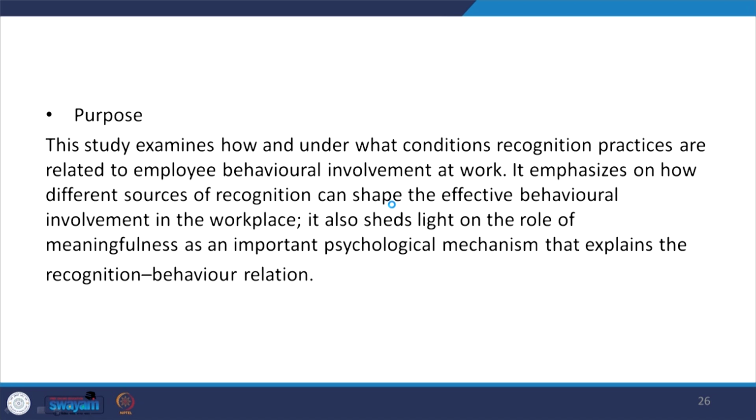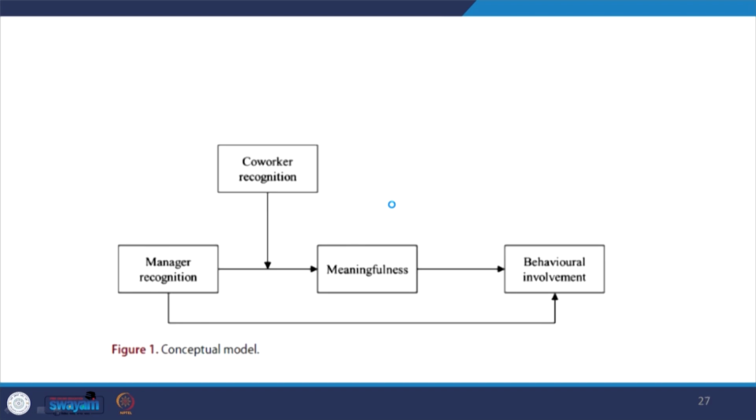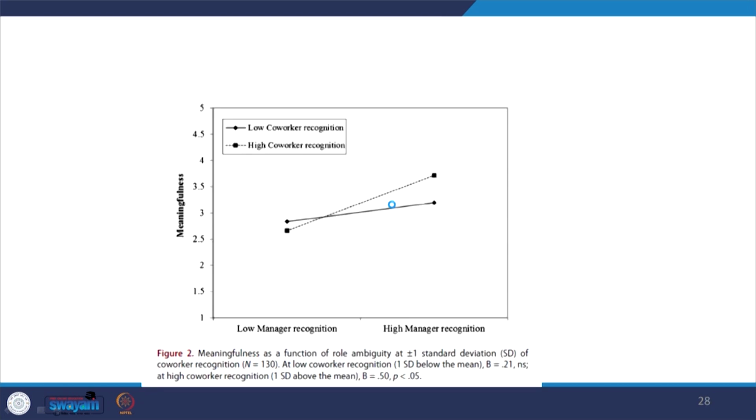It emphasizes how different sources of recognition can shape affective behavioral involvement in the workplace. It also sheds light on the role of meaningfulness as an important psychological mechanism that explains the recognition-behavior relations. The conceptual model used in this research is manager recognition and behavioral involvement through meaningfulness, while the moderating role of co-worker recognition has been checked. So, low manager recognition and high manager recognition. Meaningfulness is a function of role ambiguity at one standard deviation of co-worker recognition: at low co-worker recognition, below the mean, and at high co-worker recognition, one standard deviation above the mean. Therefore, it becomes very important that meaningfulness is playing the role.